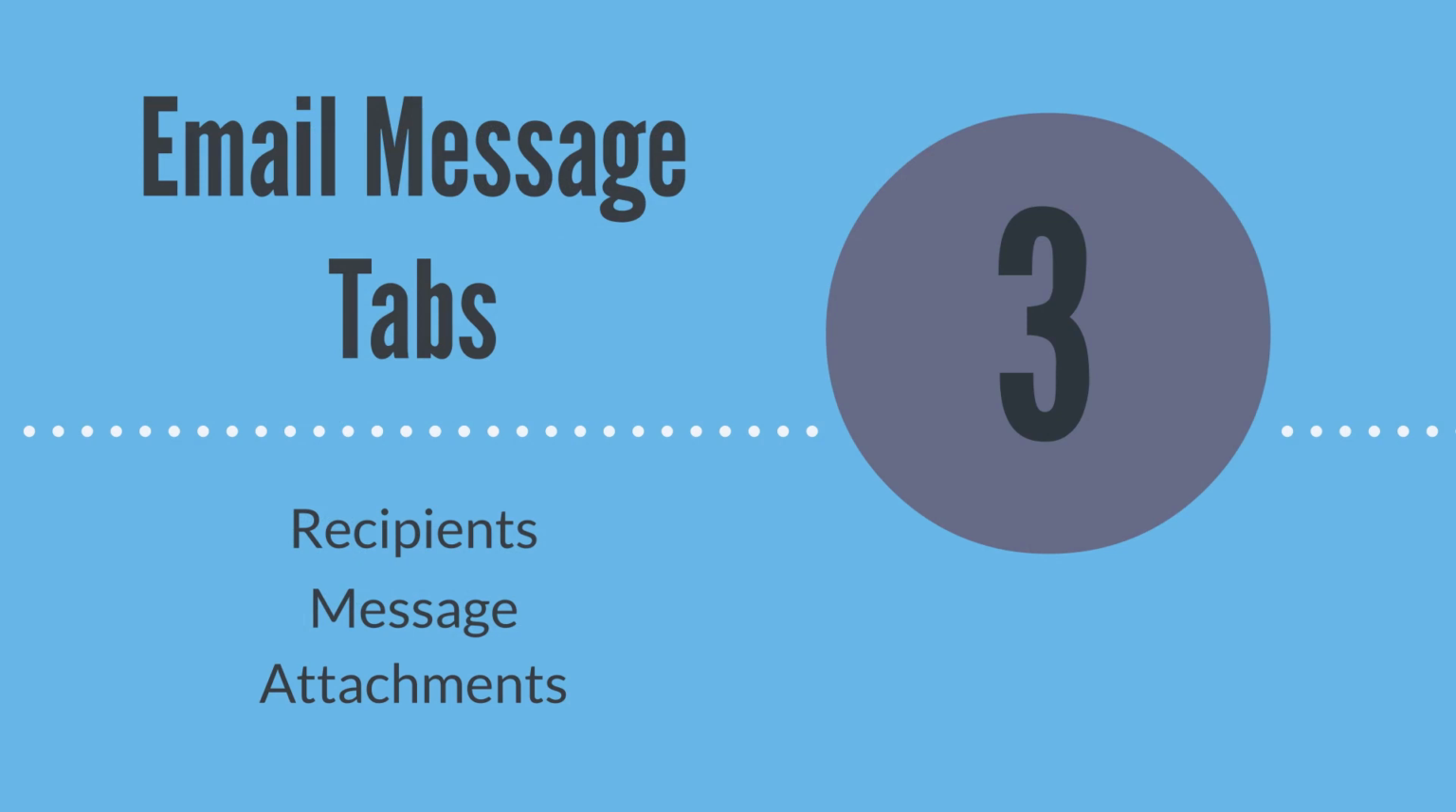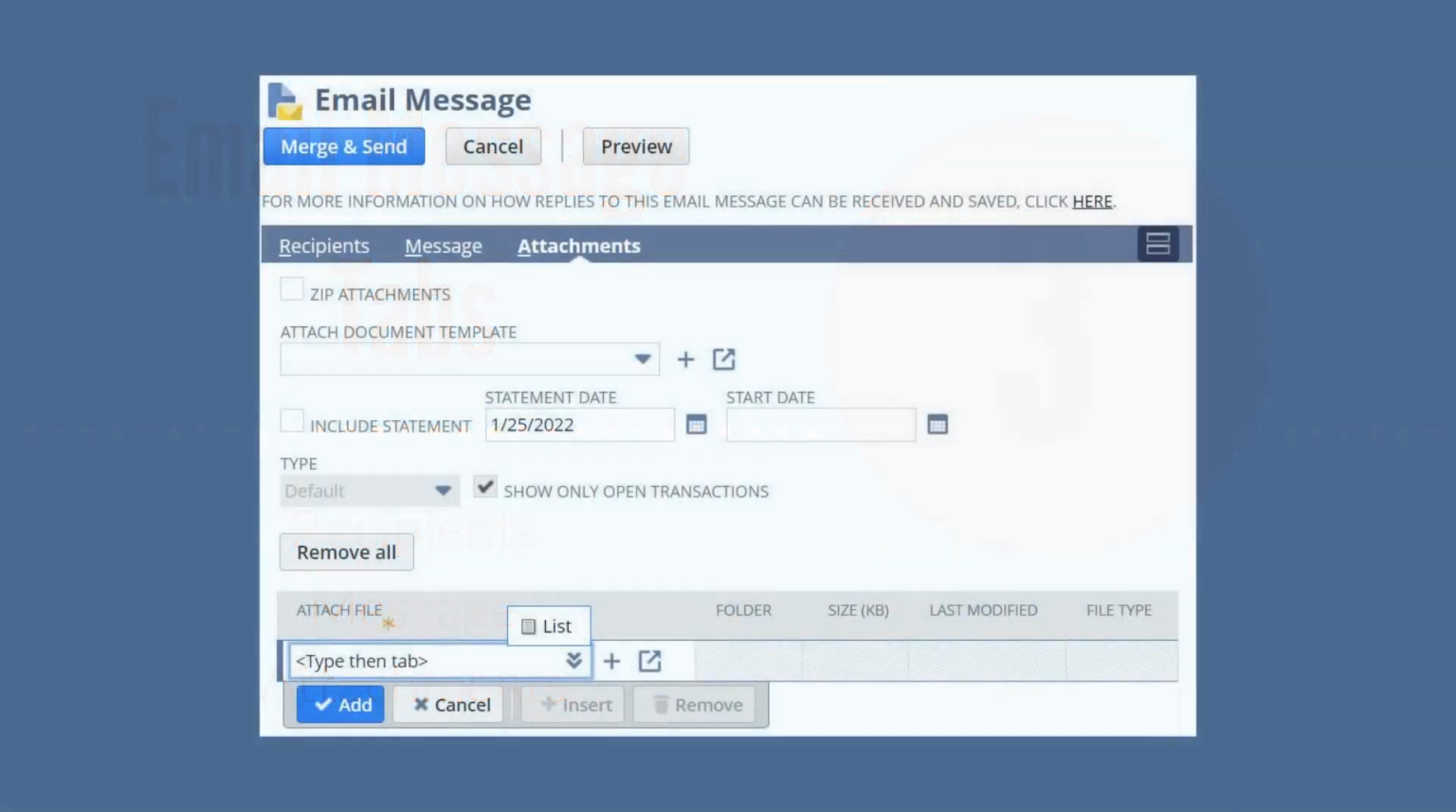The final tab is Attachments. You can attach documents, which includes PDFs, to your emails from this tab as long as the documents are in the file cabinet. Depending on the file size of the documents you need to send, you may want to check the Zip Attachments box in order to compress the file size. Note that you can attach multiple files in this tab. After choosing one file in the drop-down list, click Add to be able to include additional documents.